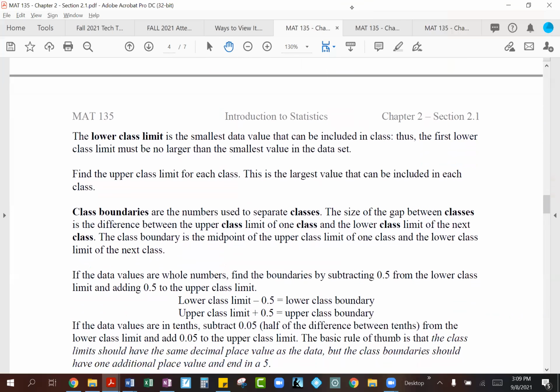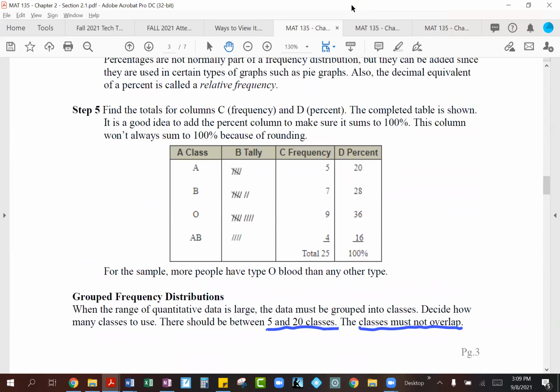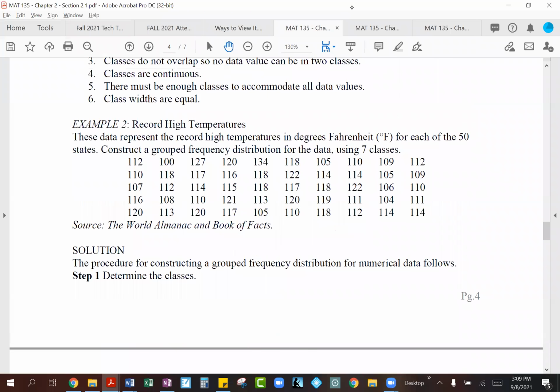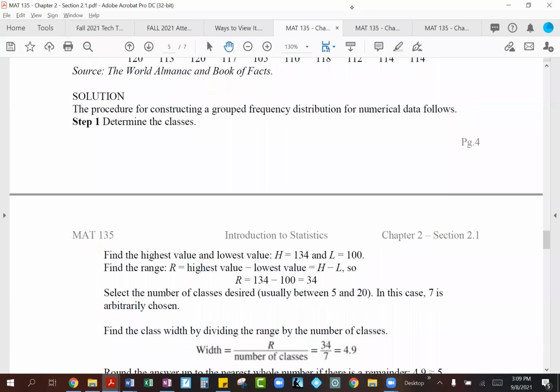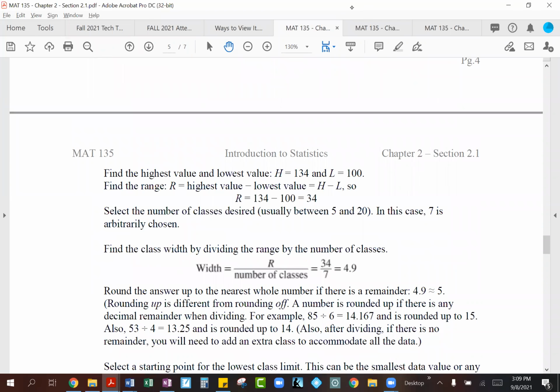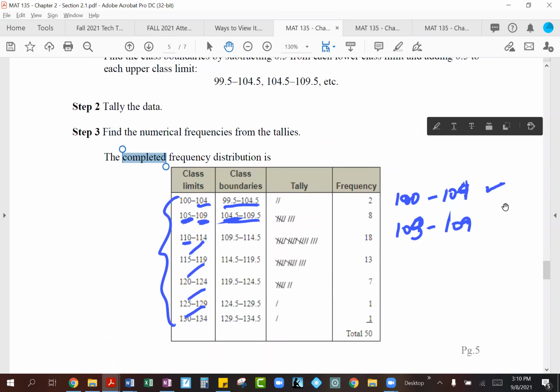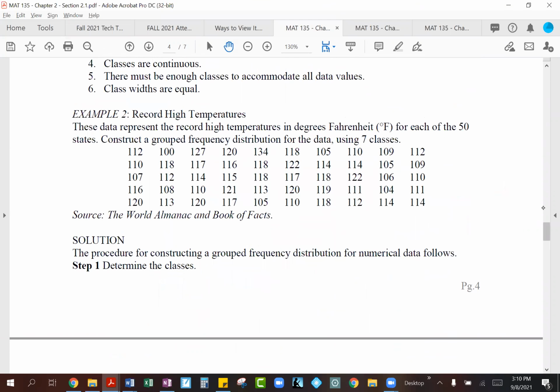on, buddy. So remember, your lowest class limit is going to be the smallest data value that can be included in your class. And normally what I say for your lower class limit is look at your data set, and whichever one is your lowest data value, use that as your lowest class limit. So our lowest data value in our set came out to be 100. So you will see we are using 100 as our lowest class limit over here. So whatever is the lowest data value in your data set. So you can see 100 is our lowest value.